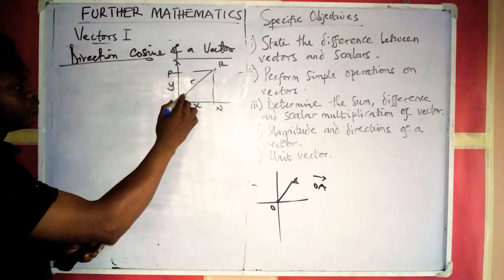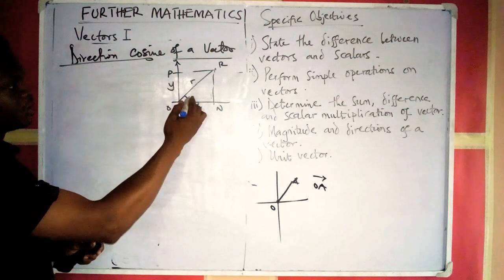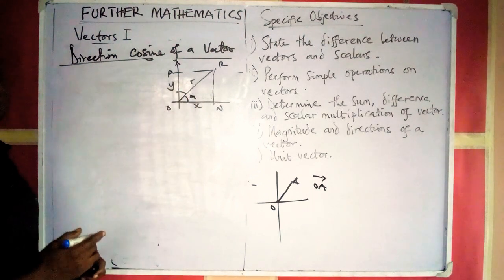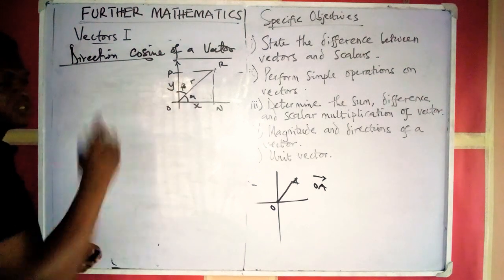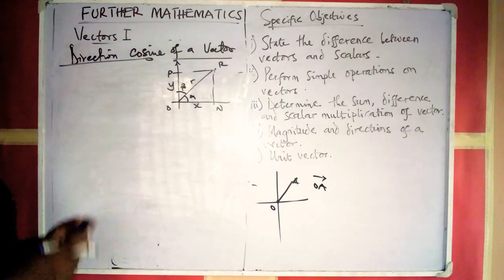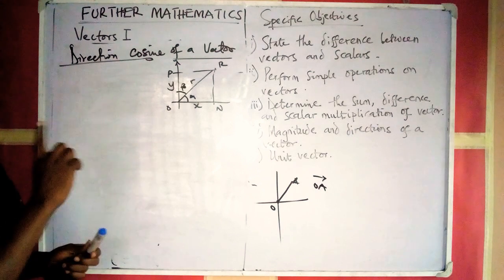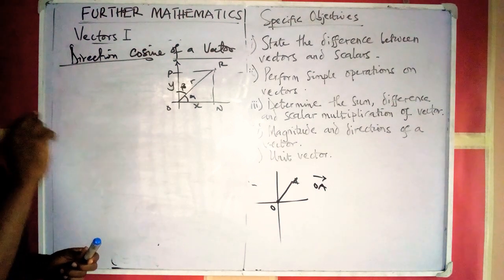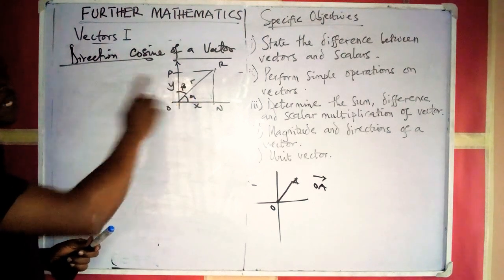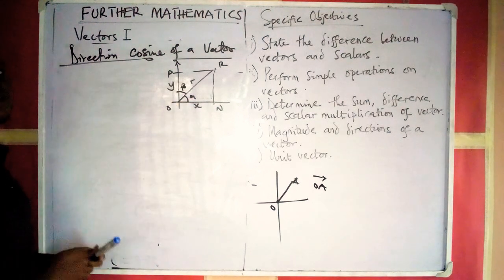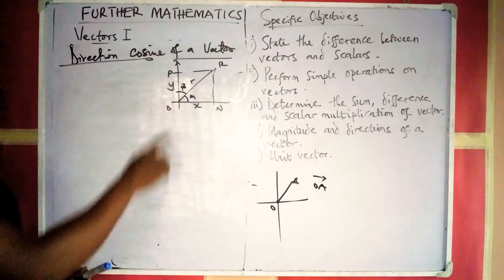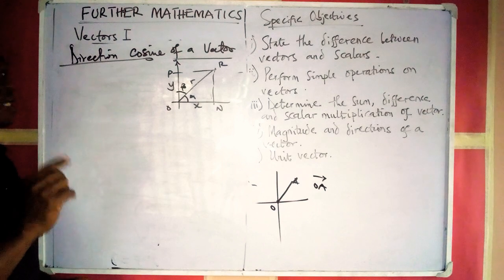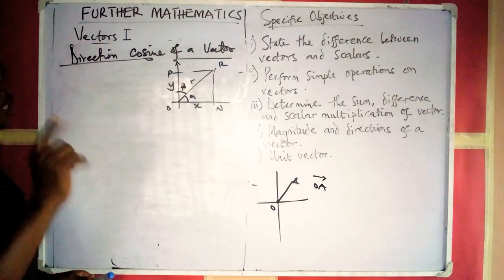So let's call the angle OR makes with the x-axis to be alpha, and call the angle it makes with the y-axis to be beta, just like this. So there are two direction cosines here. The first direction cosine is cosine of angle alpha, and the second one is the cosine of angle beta.